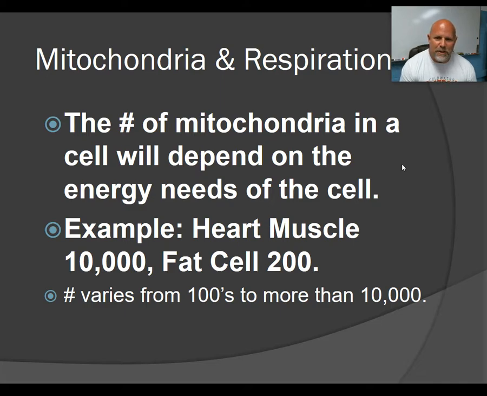Part of getting in shape is increasing the number of mitochondria you have in each one of your cells, so that you can convert sugar to ATP more efficiently. That's part of what getting in shape is: producing more mitochondria. That's why it takes a few weeks for that to take place.